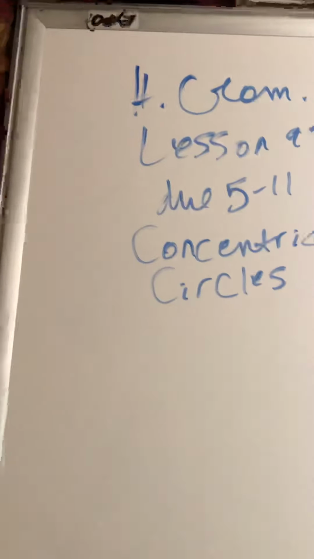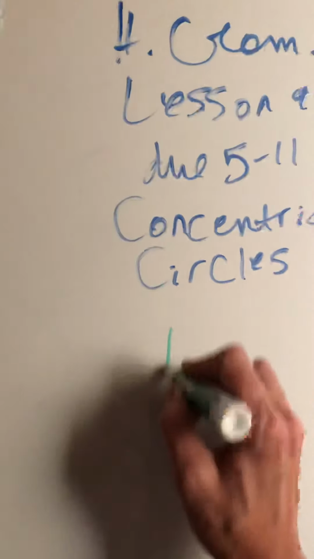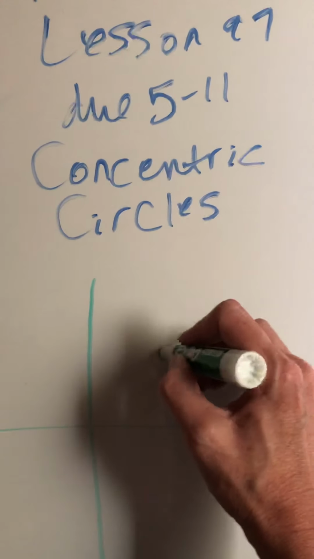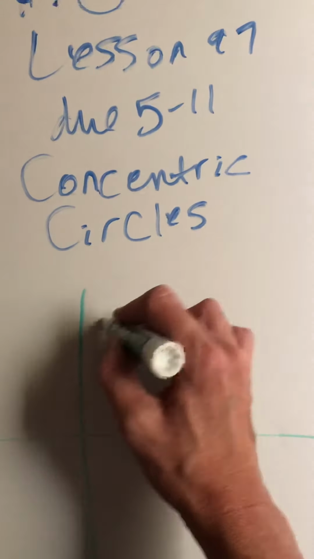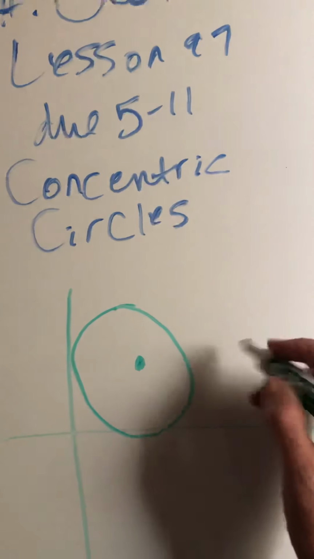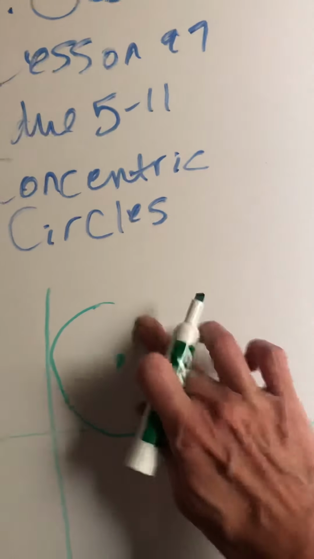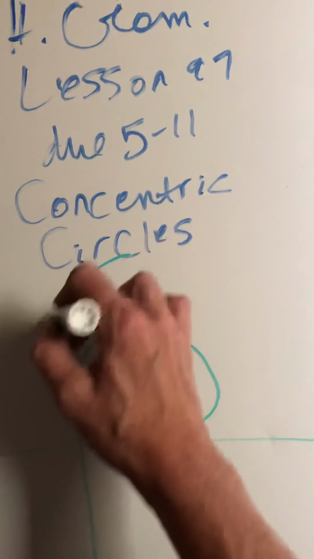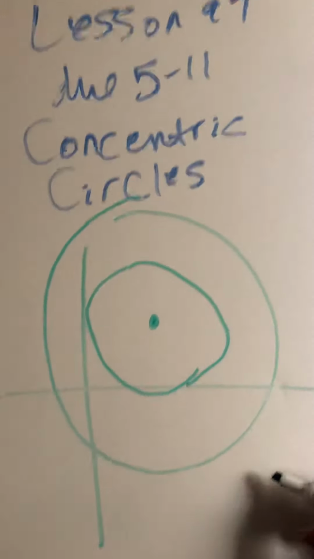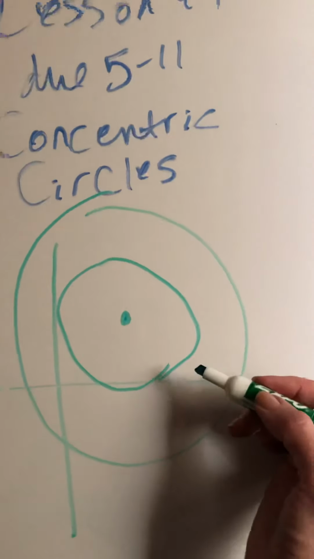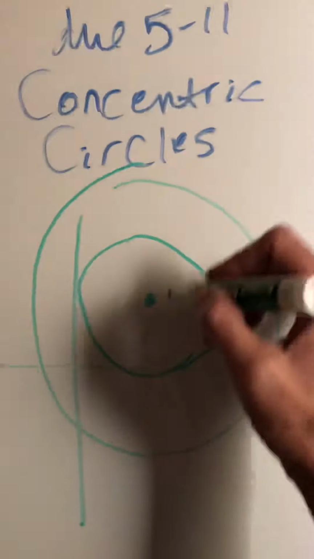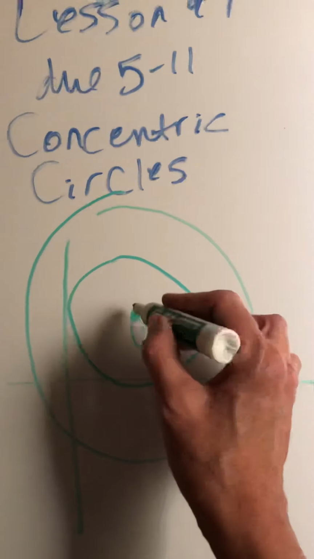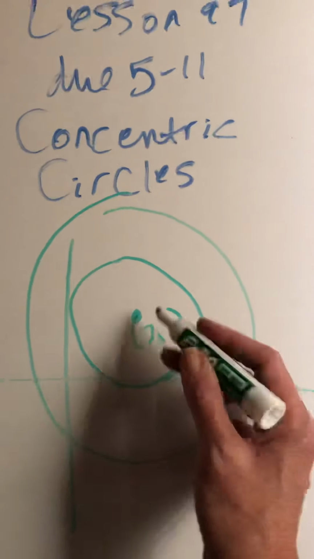Sometimes you might be given a graph. Let me see if I can draw this halfway decent. And so you have a circle here. There's that circle. And then you've got a bigger circle, but it has the same center. So you would count for the center. So let's say the center on this one is 2, 2. You would graph for the center. You would find the coordinate for that point. Okay, right 2 up 2.